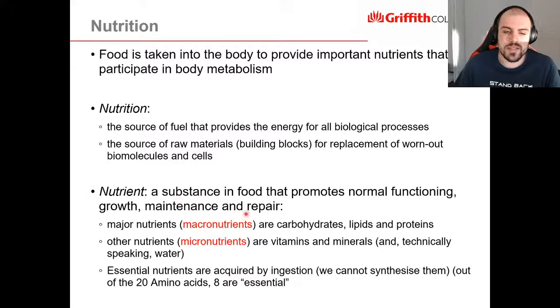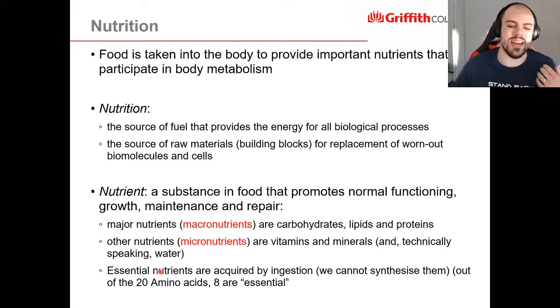Now, these nutrients, we've got our major nutrients. These are our macronutrients. This is what I've basically been describing thus far. So we've got our carbohydrates, our lipids, our proteins. These are the big boys, as it were. The majority of what we are eating is subclassified into one of these major three. We've also got micronutrients, so vitamins, minerals, these sorts of things.